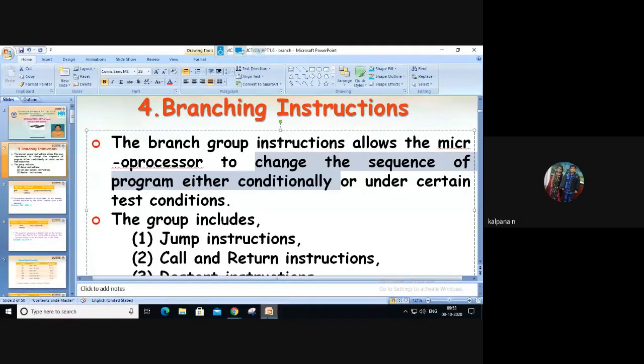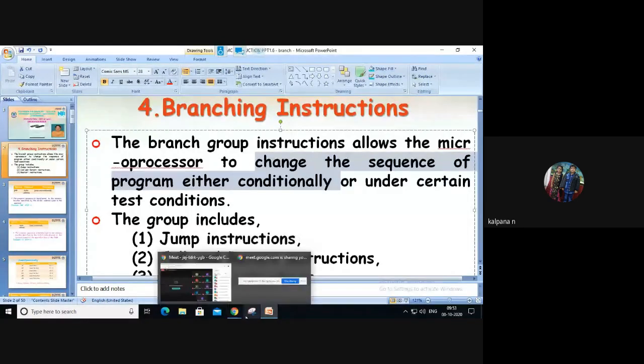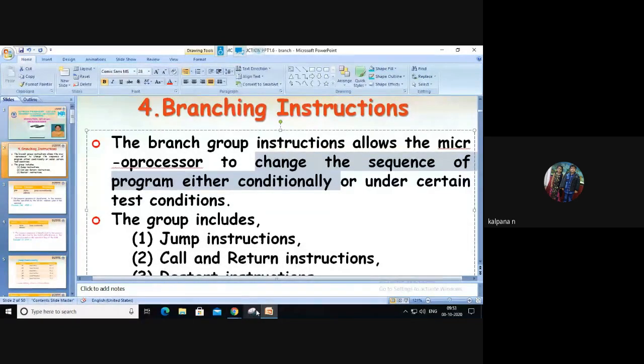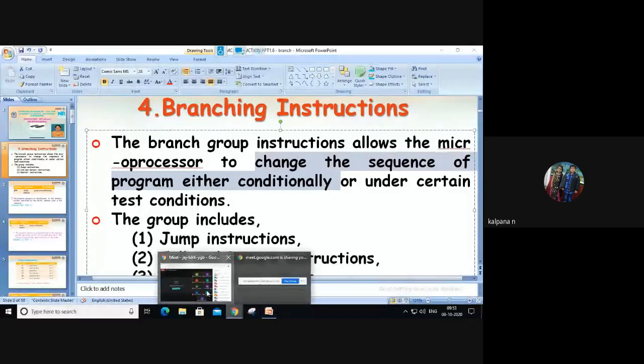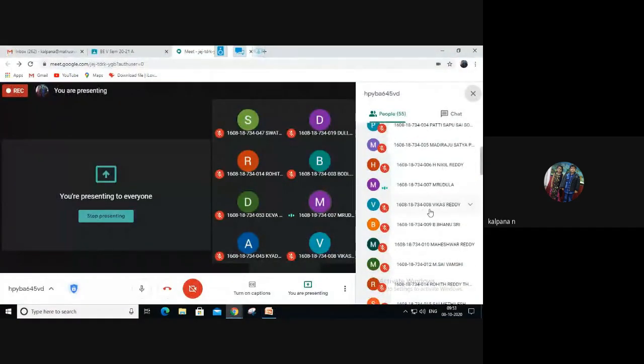For example, if any program consists of 10 instructions, 1, 2, 3, 4, 5, 6, up to 10 is the serial instruction. That is the sequence. But here, after reaching the 4th instruction, we again want to jump to the 8th instruction. At that time, we can use these instructions. Right. Next, Vikas.